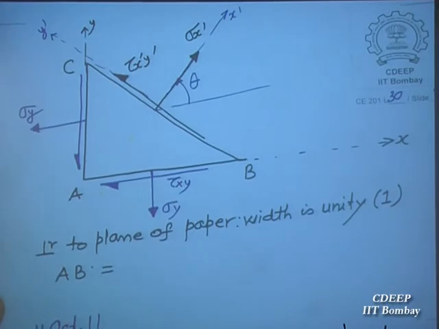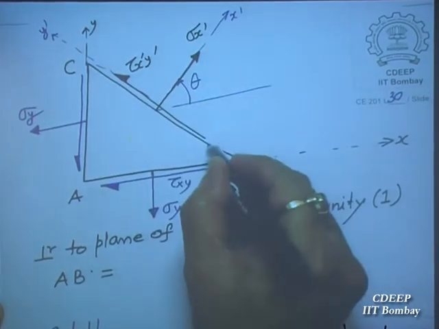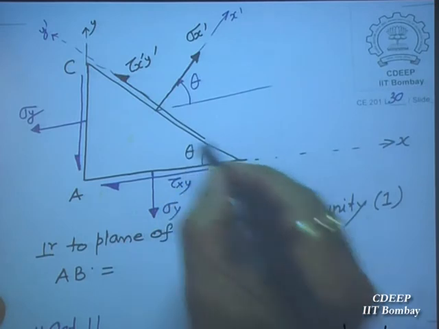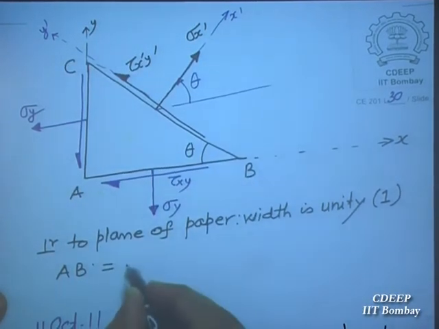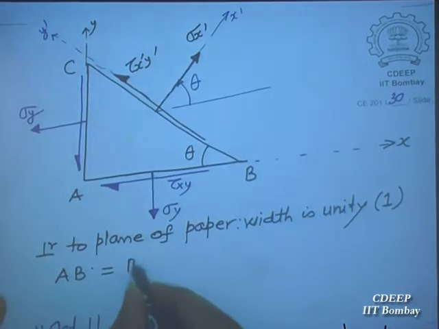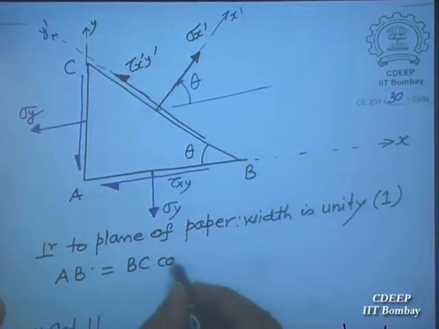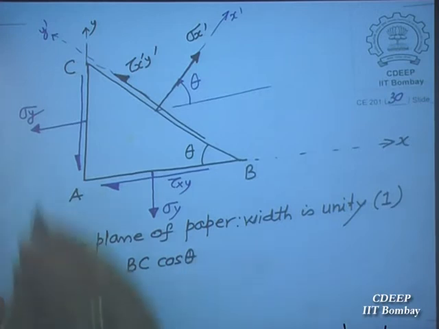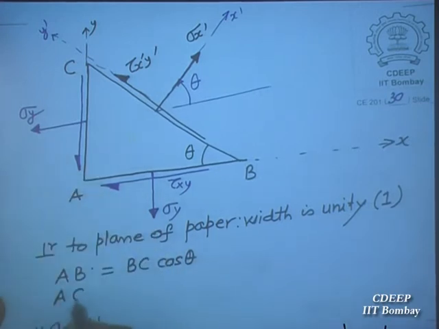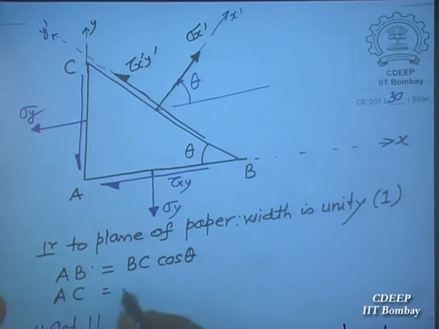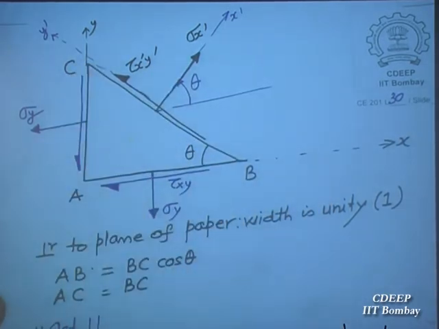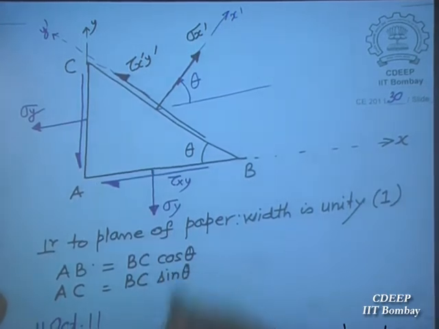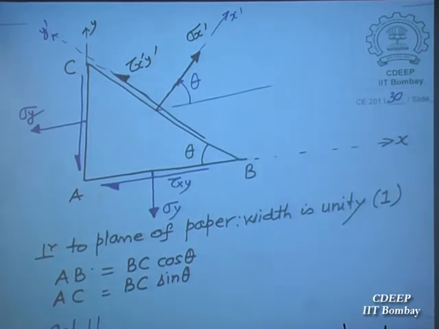Yes, tell me. If this angle is theta, so this angle also is theta. So this is equal to AB is BC cos theta. What is AC? AC equal to BC sin theta. See, if I am making any mistake, you tell me. Is it okay?